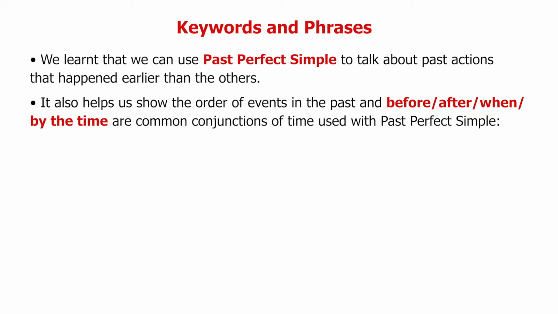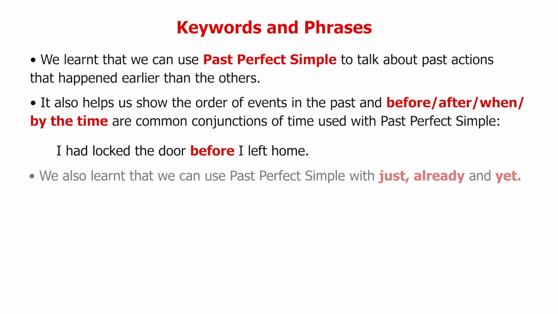And before, after, when, and by the time are common conjunctions of time used with past perfect simple. Here we have some examples. I had locked the door before I left home. We also learned that we can use past perfect simple with just, already, and yet.